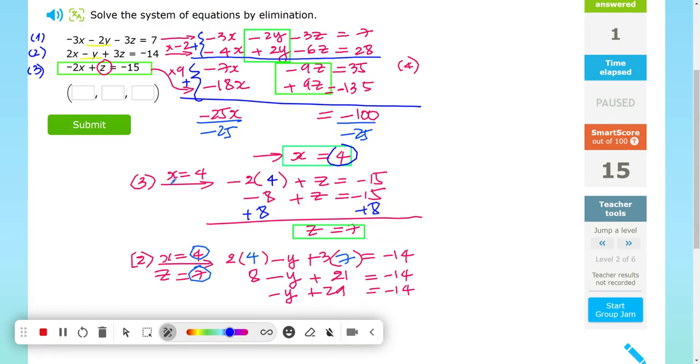Let me see, equation number 3, negative 2x plus z equals negative 15. So this is negative 8, so plus 8 on both sides. So z equals negative 7. Alright, so I got the z not correct. Negative 7 is z.